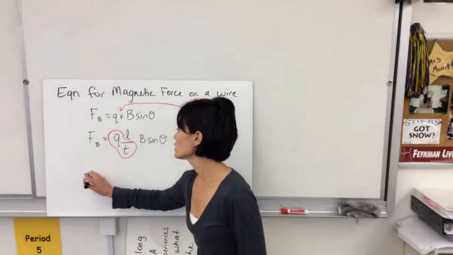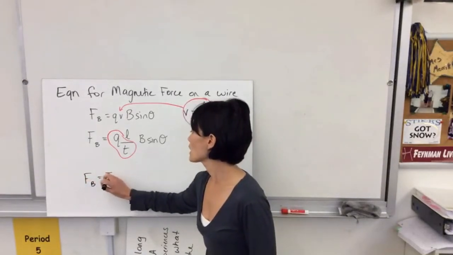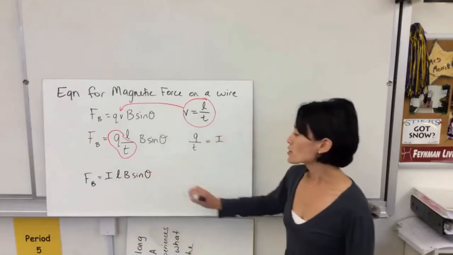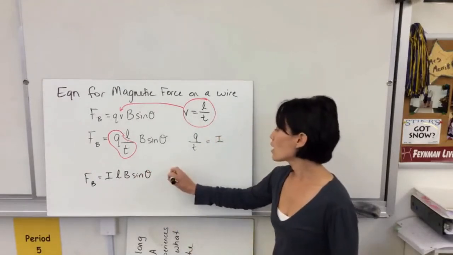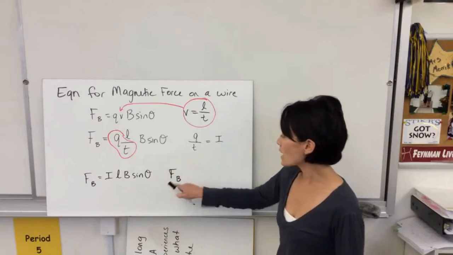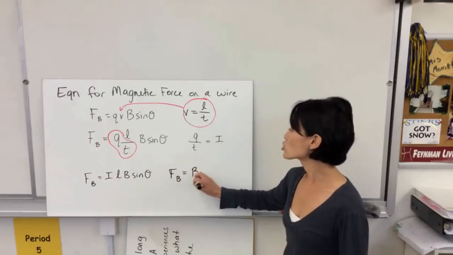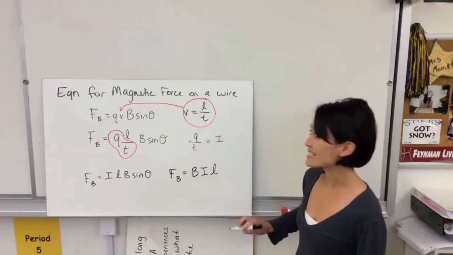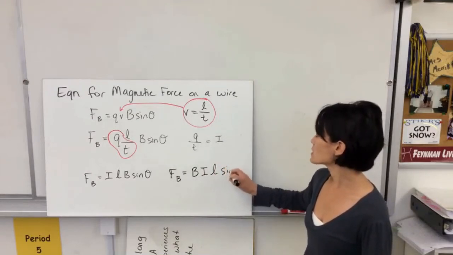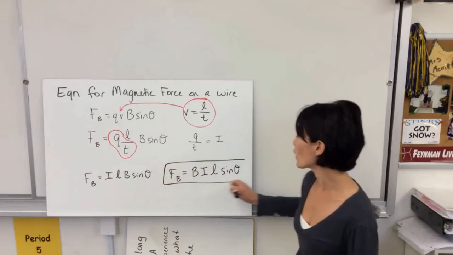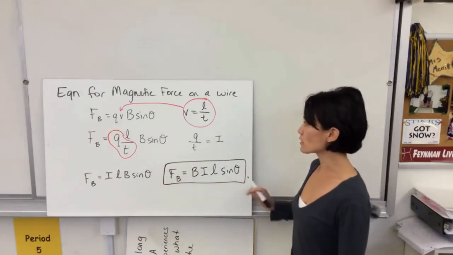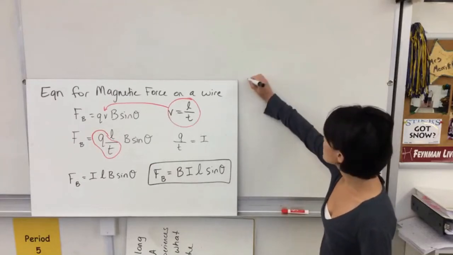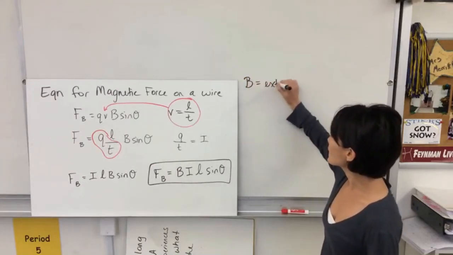And so the equation actually looks like ILB sine theta. But for some reason, the way every textbook always writes it is the magnetic force on a wire is equal to the external magnetic field times the current times the length of wire that is in that magnetic field times sine of theta. So this is kind of the final equation, but I thought it'd be interesting to look at the derivation. Again, if we just looked at what these quantities are, let's just write them here. So B is the external magnetic field.